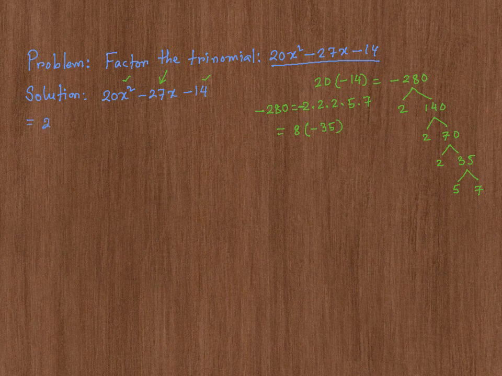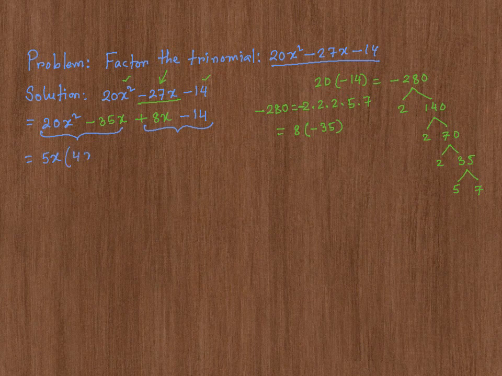I could rewrite it as 20x squared, then negative 27x, I'm going to write it as negative 35x plus 8x, and then negative 14. Now I'm going to create groups. So this is my first group and this is my second group. In the first group I could factor out 5x because 5 goes into 25 and 35, and that's the largest number I can factor out.